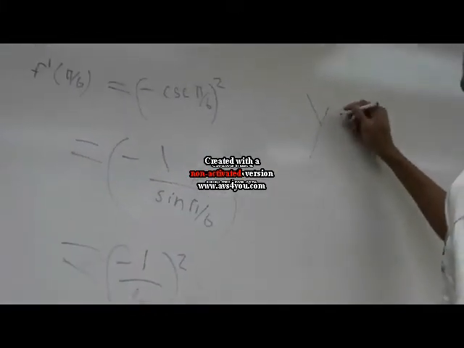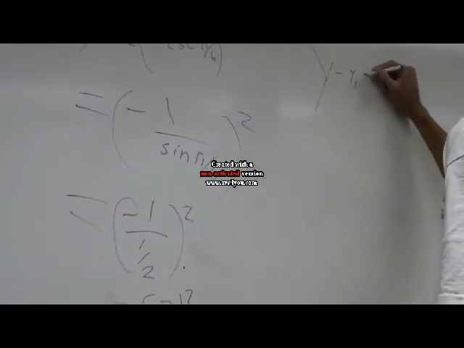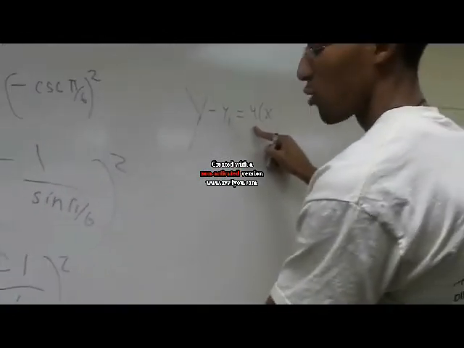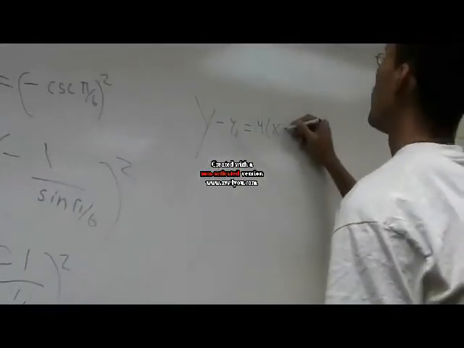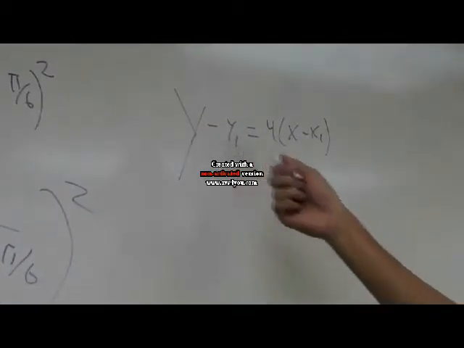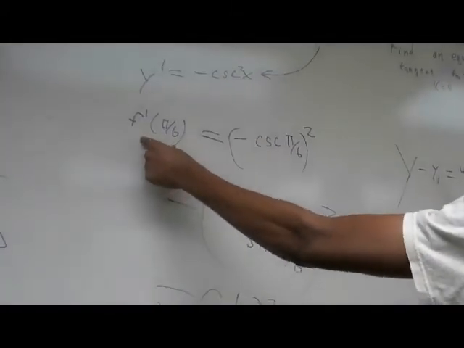So now we have y minus y1 equals 4 times x. Remember 4, this is our slope from our tangent line. x minus x1. So now we need to find the y in our y1 and our x1. To do that, they've already given us our x coordinate pi over 6. So we need to plug this back into the original equation.